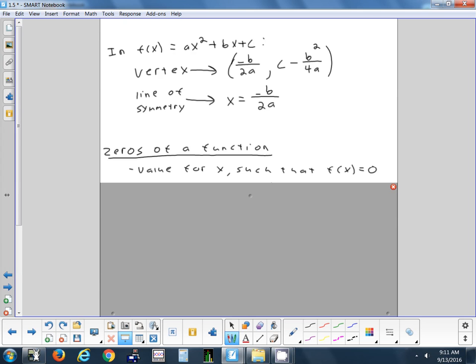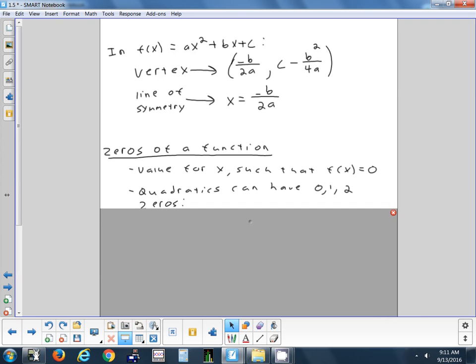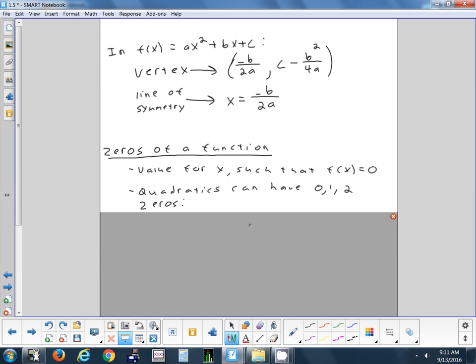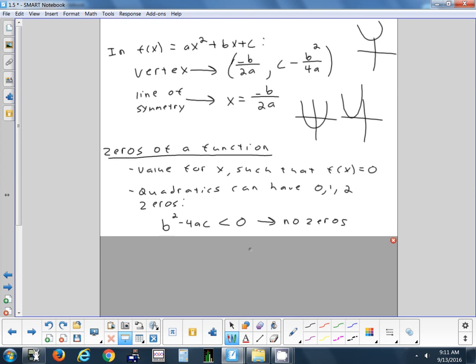And the last thing, we talked a little bit about this on a calculator, is finding where something crosses the x-axis. That's called the zeros of a function, or sometimes the roots of a function. What value do you plug in for x that causes the y value to be 0? Now with quadratics, you've got 3 cases. It can cross the x-axis twice. It can just come down, touch the axis, and go away from it. Or it might not cross the x-axis at all.